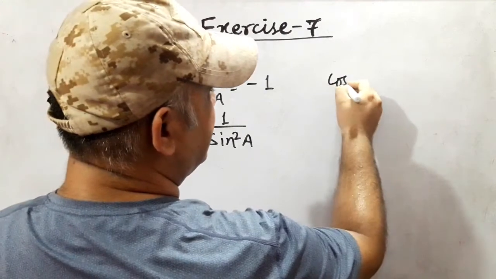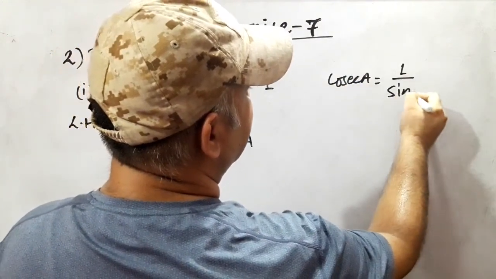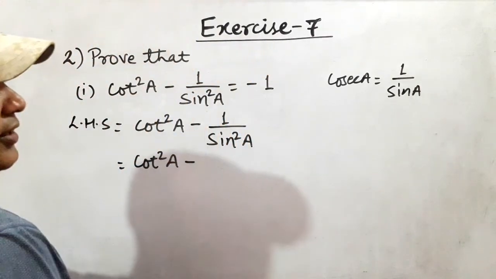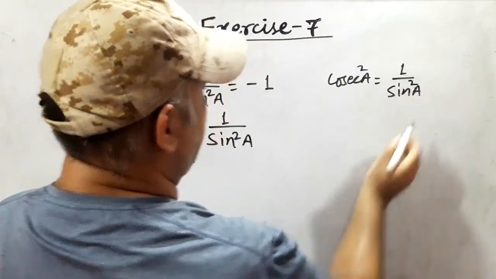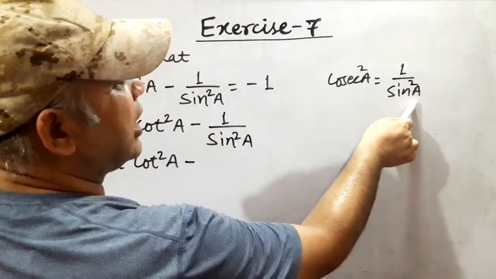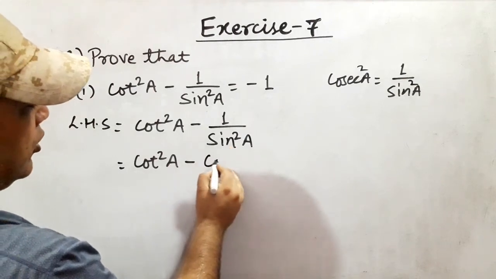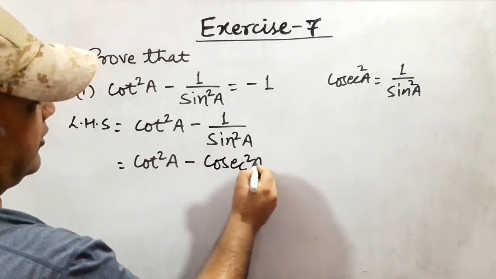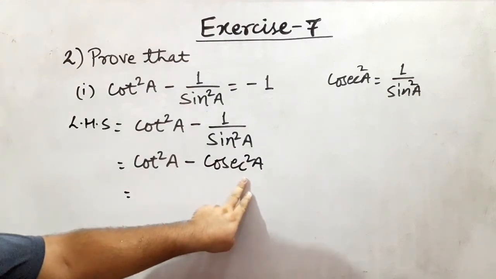As we know that cosec A equals to 1 by sin A from the reciprocal relation. So cosec square A equals 1 by sin square A. So 1 by sin square A can be written as cosec square A. Now what is cot square A minus cosec square A?